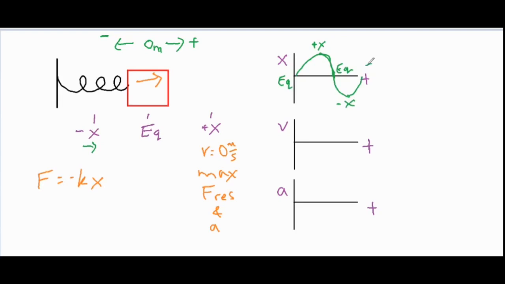So from that negative x position, it's going to push it back to its equilibrium position. And then we're going to get a nice little sine curve there. And then when you go to your next graph, you can do that a couple ways.